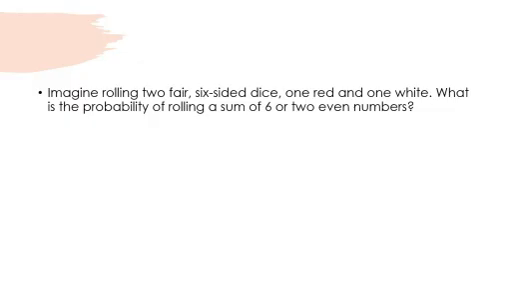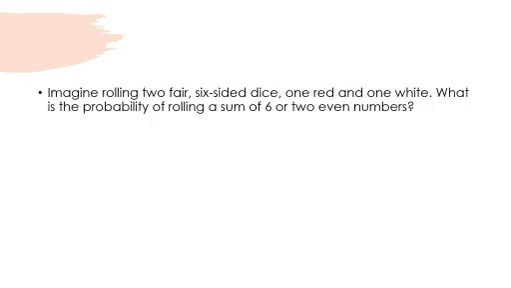Okay, so last example here. Imagine rolling two 6-sided dice, and they're known as fair. What fair means is that they are not rigged in any way. It's not going to show up as a 3 more often than everything else. Every side has a 1/6 chance of occurring. So two 6-sided dice, one red, one white, separate so we don't have overlap. What's the probability of rolling a sum of 6 or two even numbers?